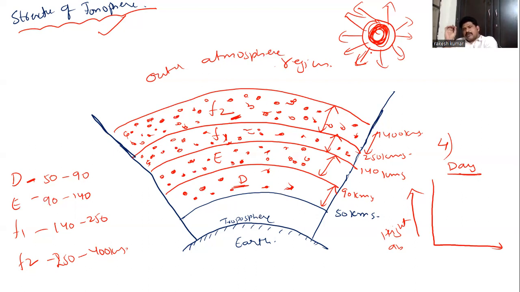This is very, very important. Which layer vanishes during night time? D layer. And how many layers will be there at night time? Two layers, that is the E layer and the F layer. F1 and F2 will combinedly act as the F layer.